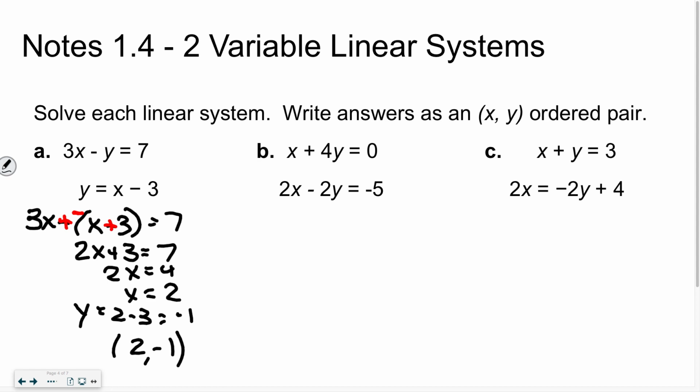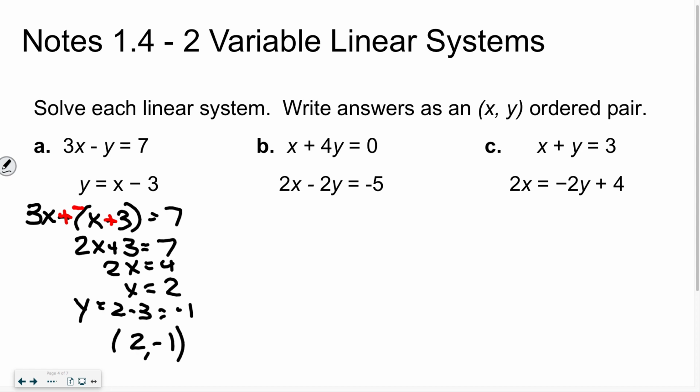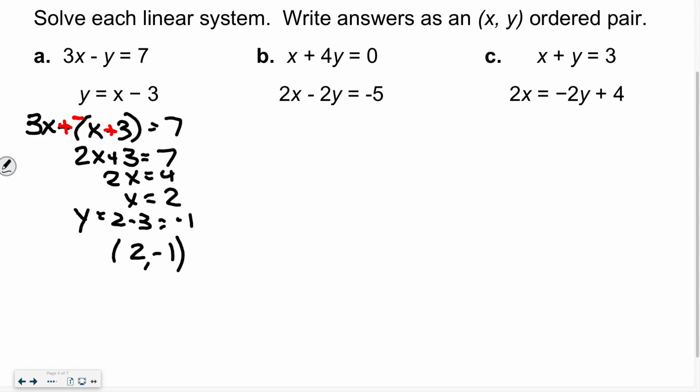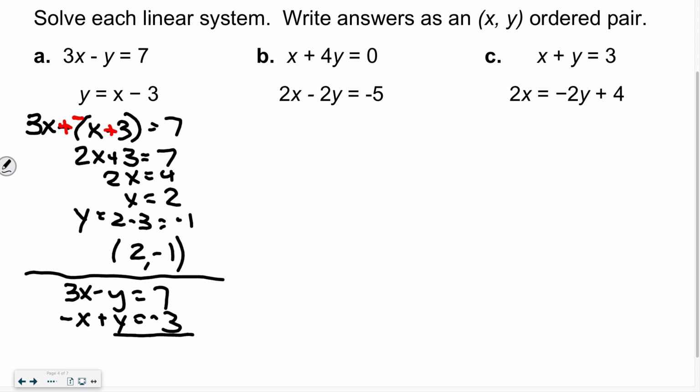Now I also saw Lexi's worked out really nice on A. She maybe noticed that you have a minus y here, and then you have a plus y. You could solve by elimination. You just have to move this x to the other side. So she did 3x minus y equals 7. Then she moved the x over, so that's negative x plus y equals negative 3. And the y's cancel out. She gets 2x equals 4. And, of course, she's going to find out x is 2 and solve again.